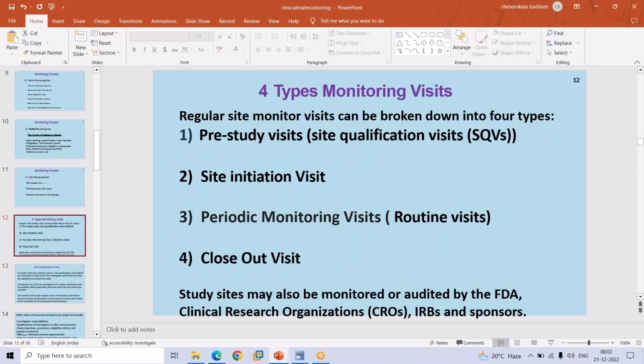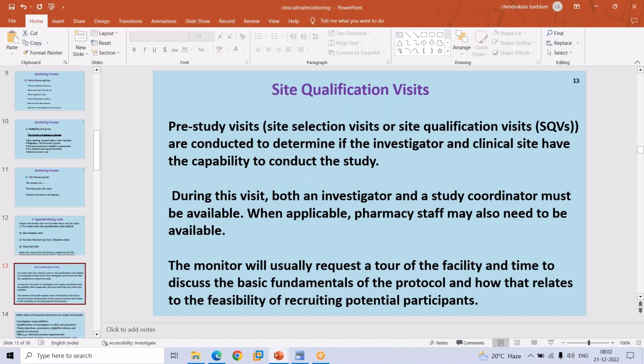So the first one we'll discuss is the site qualification visit. The main purpose of this visit is to check whether the site is qualified to conduct the clinical trial, whether it has the capability to conduct the clinical trial. Pre-study visits are also called site selection visits. So we'll select the appropriate site here. Also called site qualification visit.